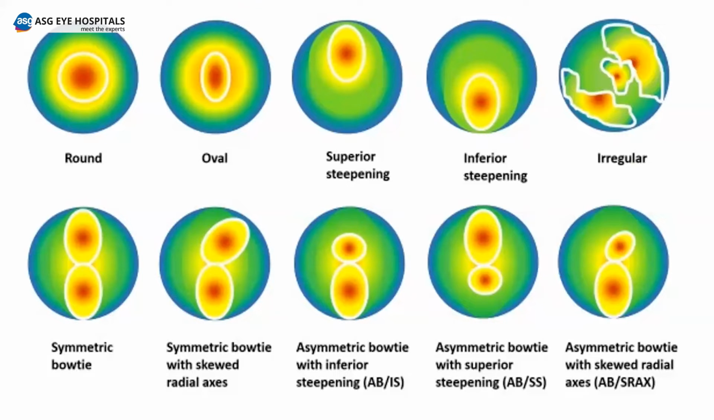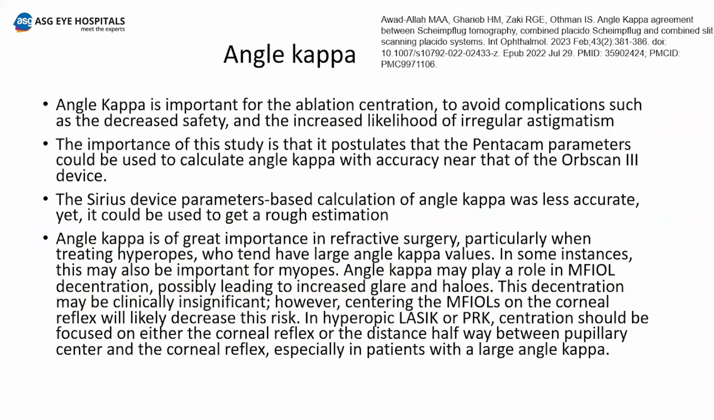That's also something we sometimes need to look at in hyperopic patients, because that's when the angle kappa is large. Angle kappa is an extremely important thing. It can be seen on the Pentacam. In Sirius it is also there, but it is less accurate. It is especially important for refractive surgery and in multifocal IOLs.